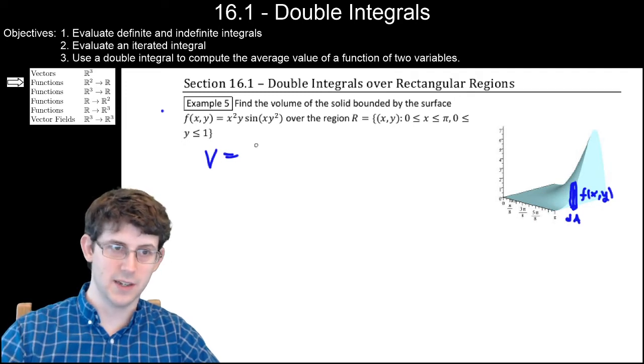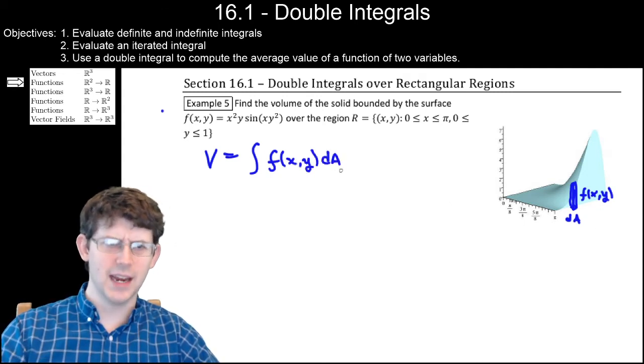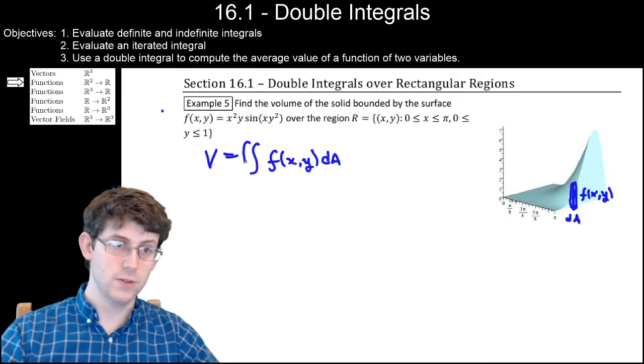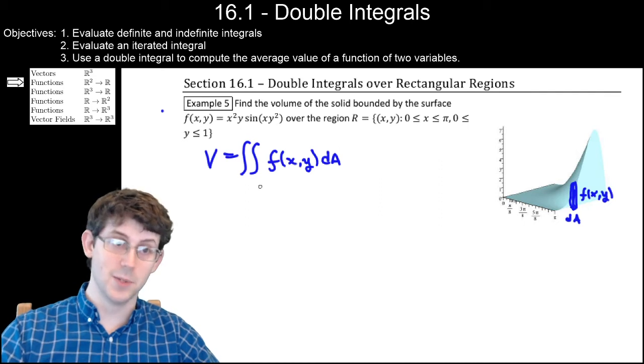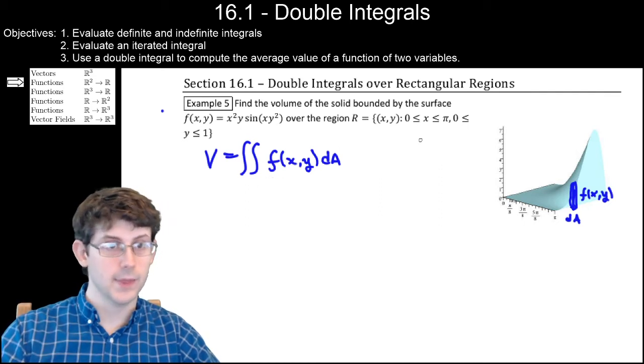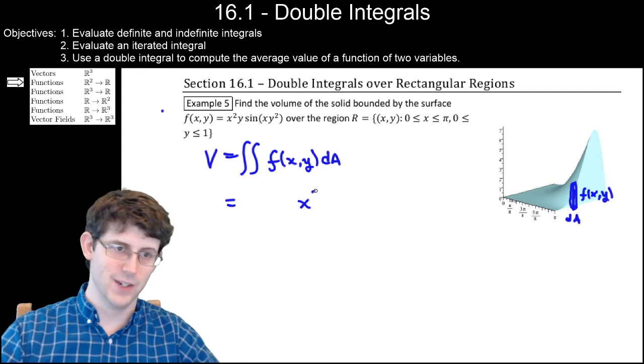So the volume is going to be the integral of this function multiplied by a little bit of area. But the area is going to have two differentials in it, dx dy or dy dx for now. So it's going to be a double integral. Okay, let's try it. So our function is x squared y sine of xy squared.